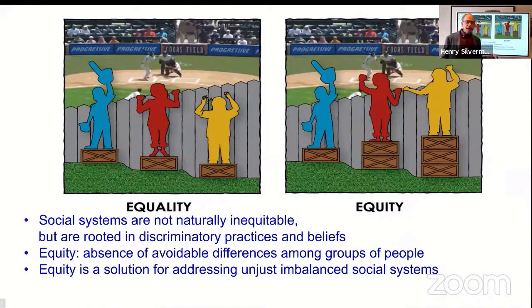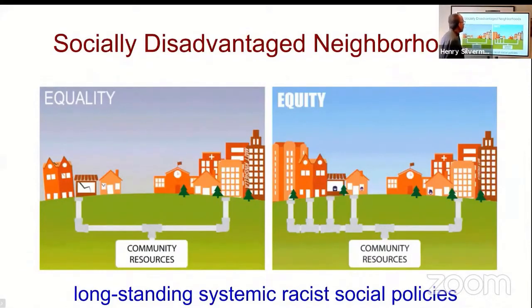Equity means an absence of avoidable differences among groups of people. And equity is a solution for addressing unjust, imbalanced social systems. Here's another slide showing socially disadvantaged neighborhoods. Here we have two neighborhoods with equal community resources. So we have equality, but we have inequities because this neighborhood does not have equal outcomes. So in order to have equal outcomes, we need more community resources for this neighborhood here.